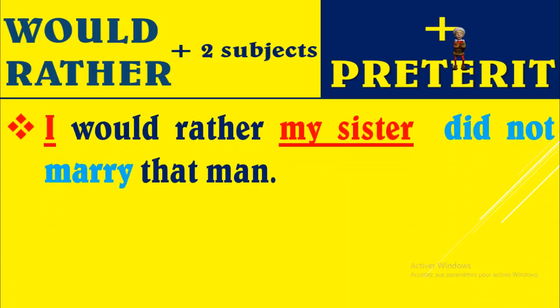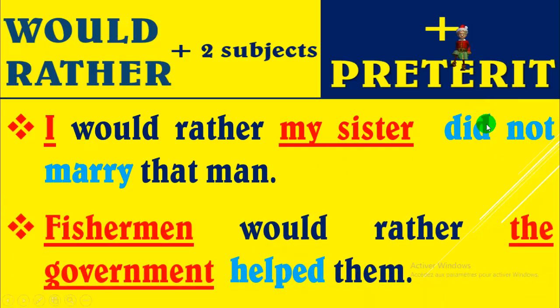I would rather my sister did not marry that man. J'aurais préféré que ma sœur n'épouse pas cet homme. I and my sister, two subjects. Preterite. Fishermen would rather the government help them. Les pêcheurs préfèrent que le gouvernement les aide. So you have fishermen and the government, preterite. It's okay, guys?